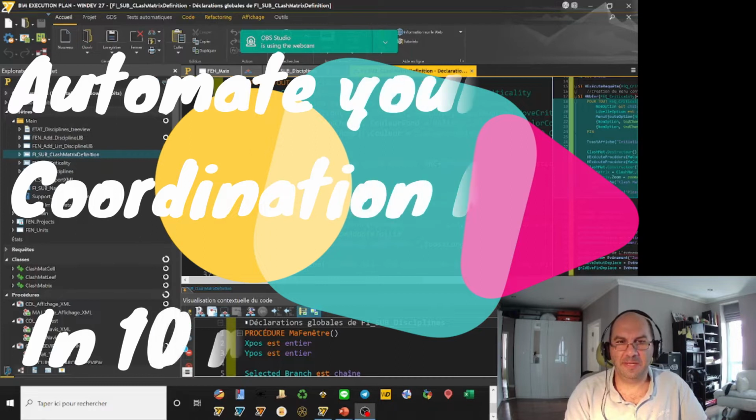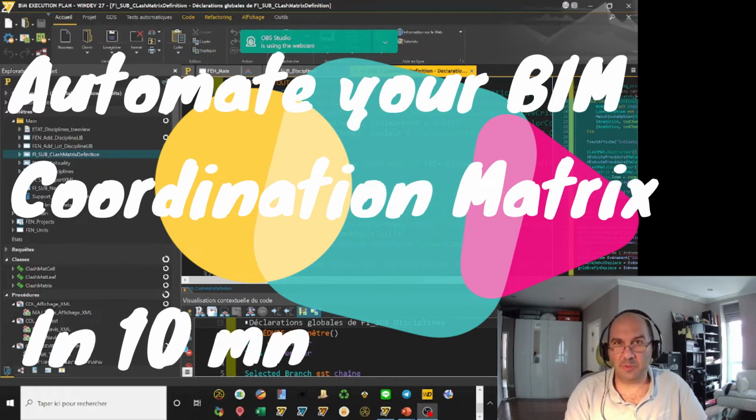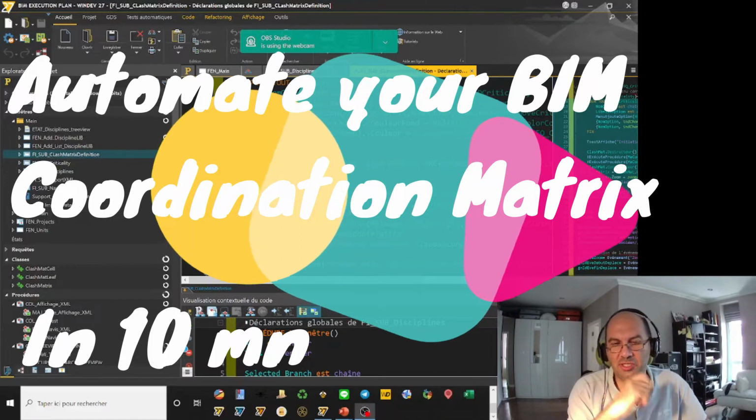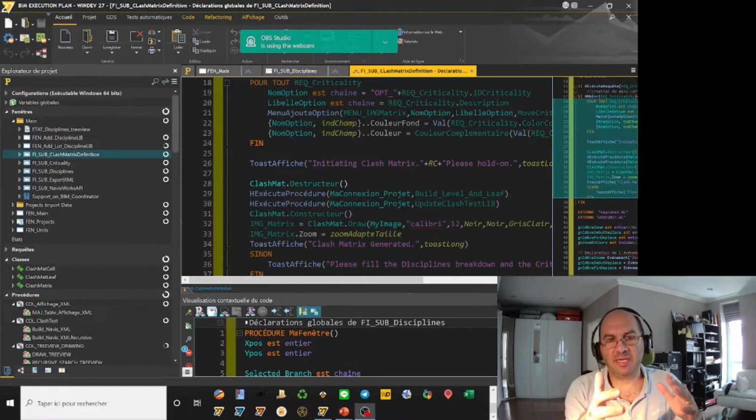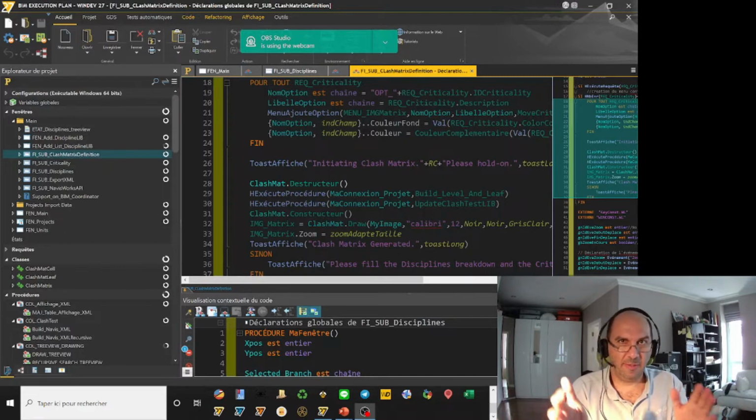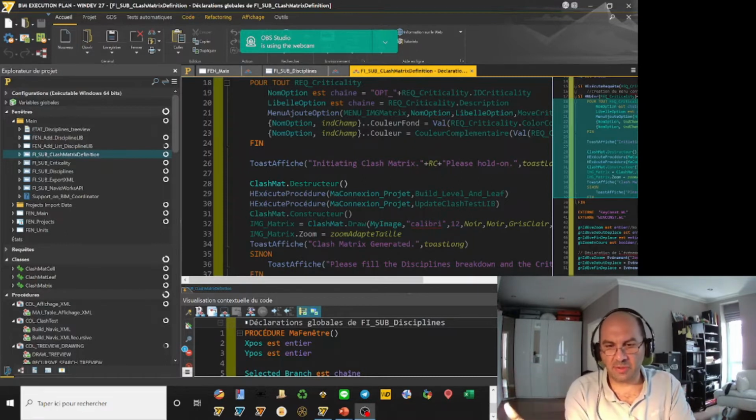And today we will speak about the BIM coordination matrix. And why are we speaking about this BIM coordination matrix? It's because, technically speaking, whatever we are, the project owner, the contractor, the designer, the problem related to the clash is recurring and is costing a huge amount of money.